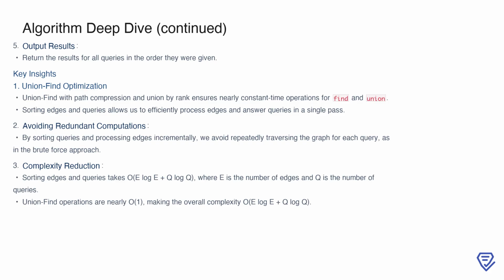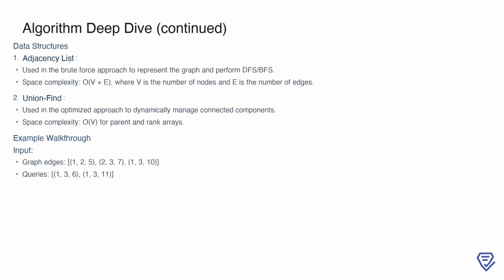The union-find operations are close to O(1), so the overall complexity of the optimized approach is O(E log E + Q log Q). This makes the solution scalable even for large graphs and numerous queries. The choice of data structures plays a critical role in both the brute force and optimized approaches.